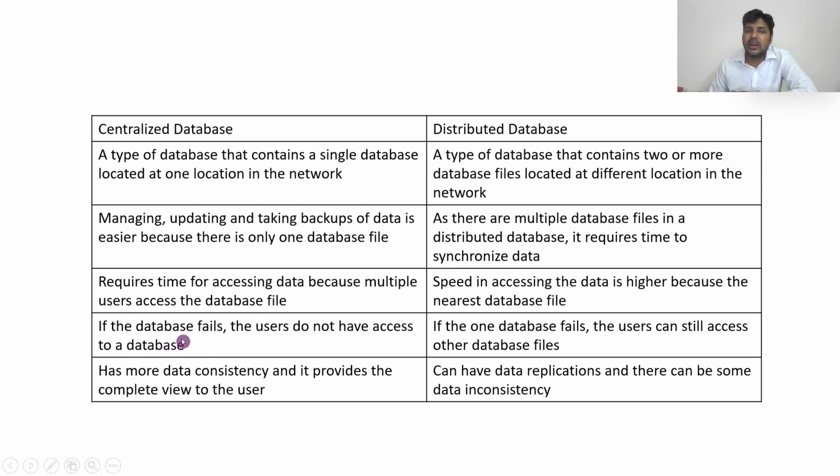Now next, reliability, or you can say database failure. What happens? With a centralized database, everything is gone. But with a distributed database, we can still get access from the other databases, right?